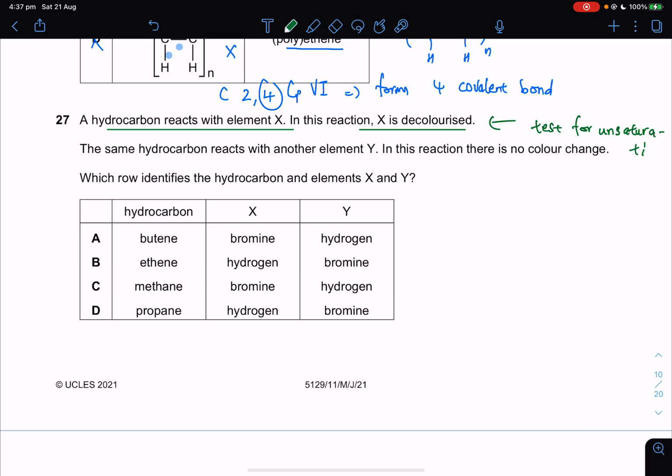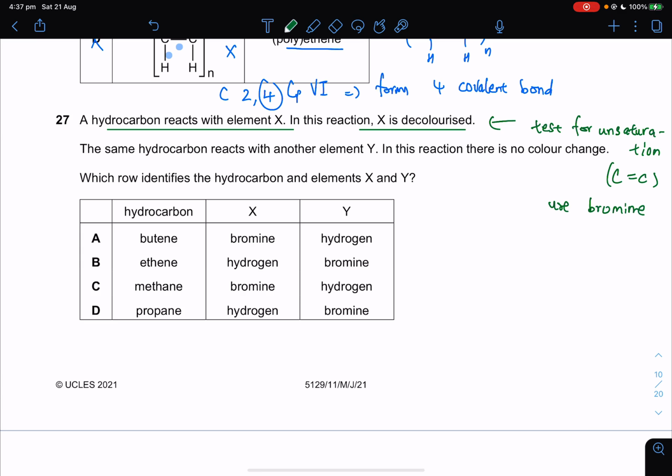Question 27, I just talked about saturated and unsaturated. So you decolorize element X. This is a test for unsaturation. This is a test for carbon-carbon double bond. Carbon-carbon double bond is what you call unsaturated or unsaturation. And you use bromine, which is aqueous Br2.